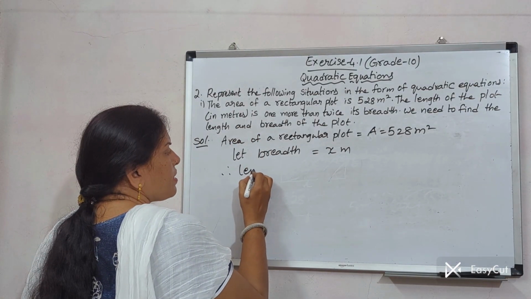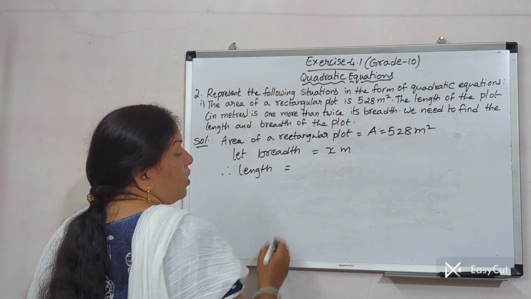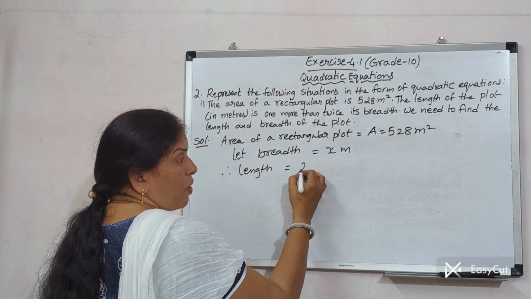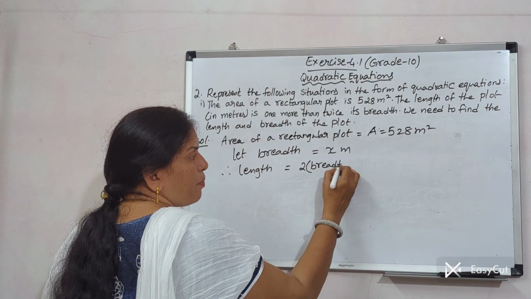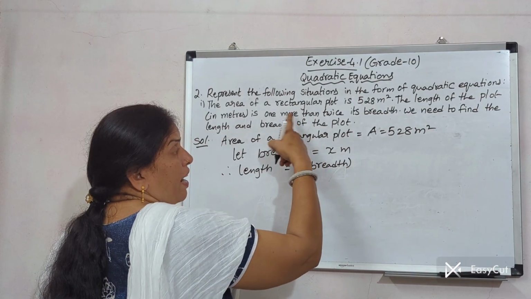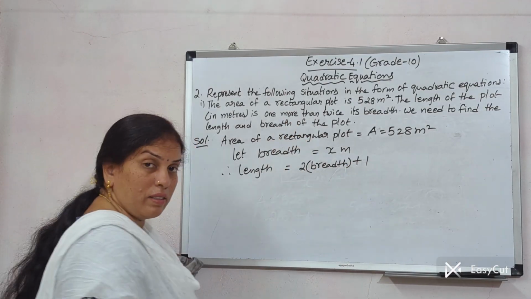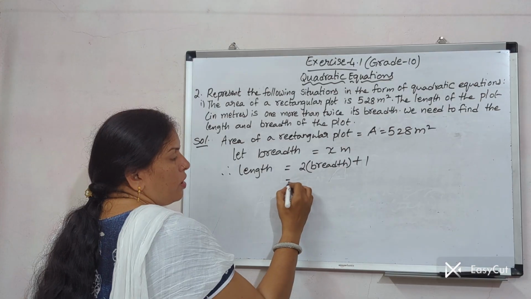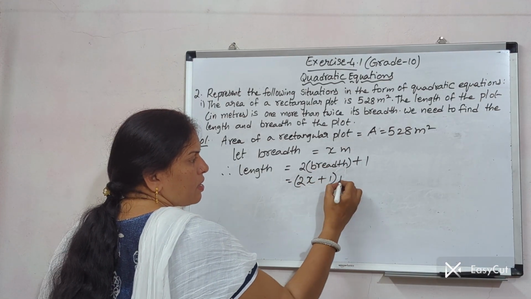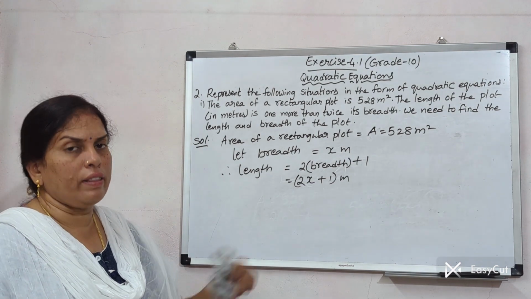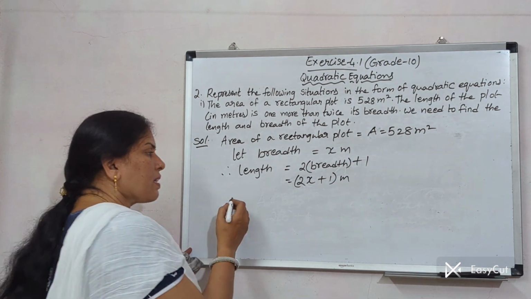Therefore, length is equal to how much, ma? What have they given in the question? Twice the breadth, plus 1 more. Understood, ma? Therefore, twice the breadth means how much? 2x plus 1. This is in meters. This is length.